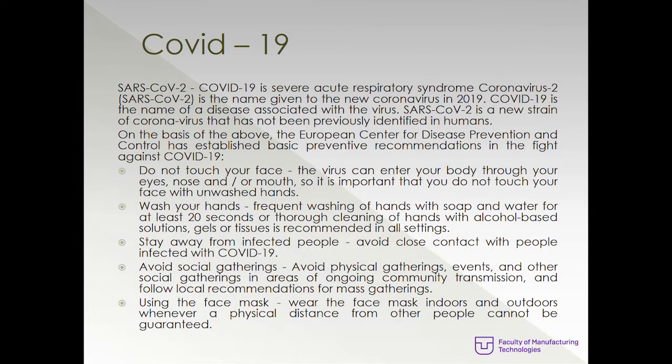SARS-CoV-2 is severe acute respiratory syndrome coronavirus 2. It is the name given to the new coronavirus in 2019. COVID-19 is the name of the disease associated with the virus. SARS-CoV-2 is a new strain of coronavirus that has not been previously identified in humans.